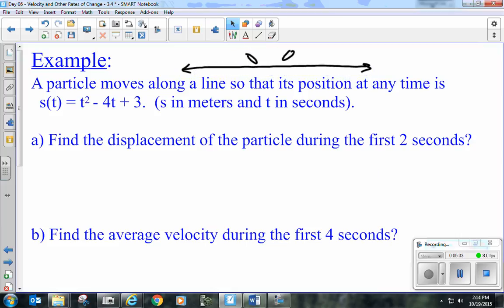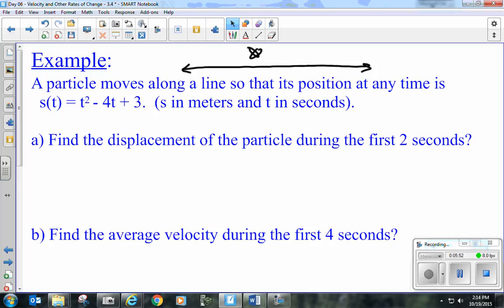Half the particle moves this way. It goes here, and then it goes here, and this particle moves along the line. And it's represented by this equation right here. Okay? How do I figure out the displacement in the first 2 seconds? What do you guys think to do? Go ahead. Let's put 2 in for t.